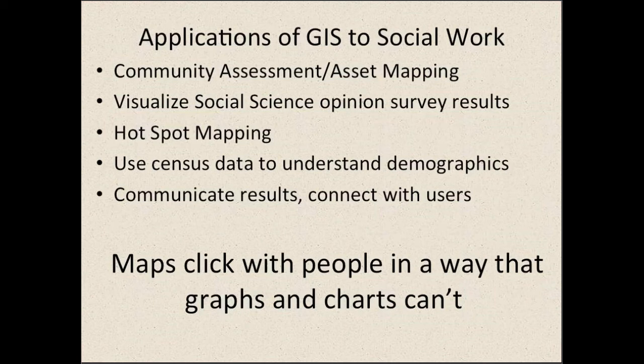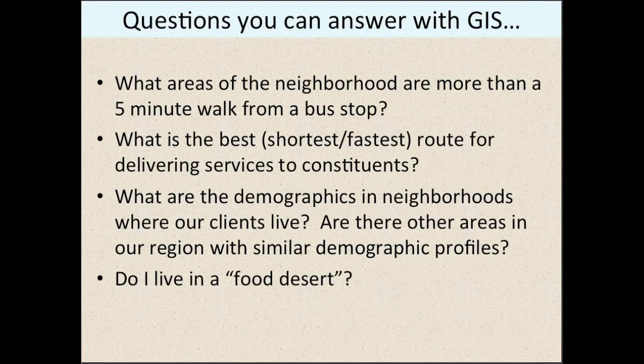So what are some of the specific questions that you can answer with a GIS? Here are a few examples. What areas of a neighborhood are more than a 5-minute walk from a bus stop? Perhaps you're working with a population that predominantly uses or needs access to public transportation. This type of analysis will help you determine areas in the neighborhood that are currently being adequately served versus those that need better access.